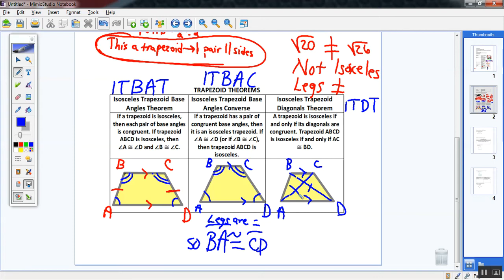So if this is true right here, kids, trapezoid ABCD with BC parallel to AD, and I tell you the diagonals are equal, what's that mean about the legs of this trapezoid? They're equal. So that would mean that AB would be congruent to what? AB would be congruent to CD. It means the legs would be congruent. That's what it means to have an isosceles trapezoid. Your legs have to be equal. Okay?